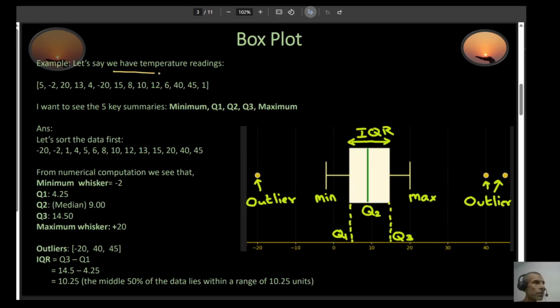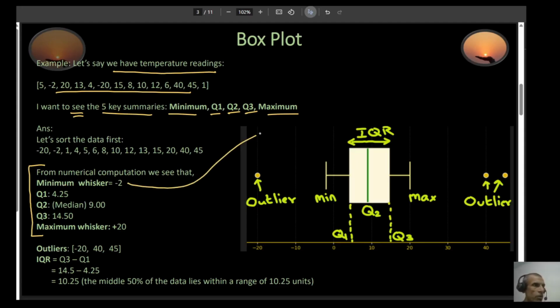Let's say we have temperature readings given by this numerical data. And I want to see my 5 key summaries: minimum, Q1, Q2, Q3, and maximum. Assuming you have calculated these values, by the way, if you do not know how to calculate them, you can watch my video on how I calculate these values. Assuming you have calculated them, we can plot these points. So this would be my minimum right here. This would be -2. Then I have Q1, which is plus 4.25. That would be this value right here.